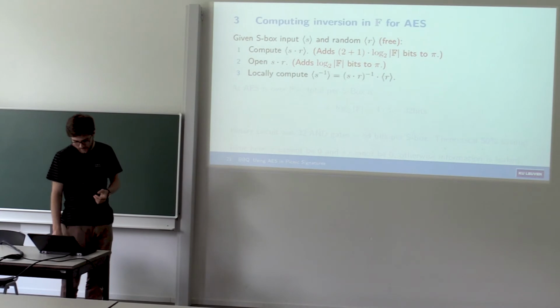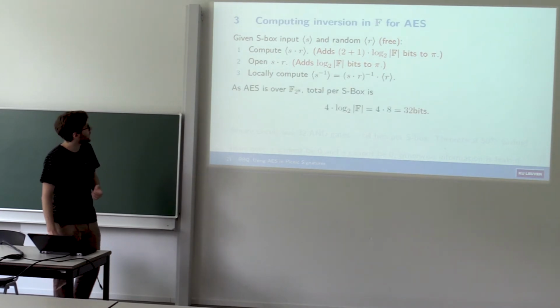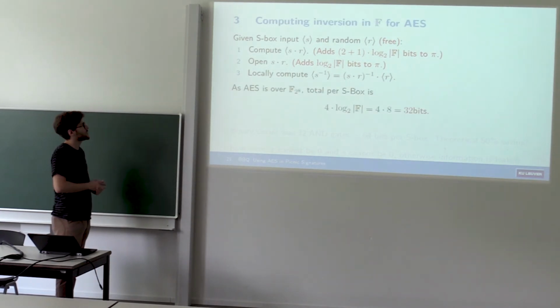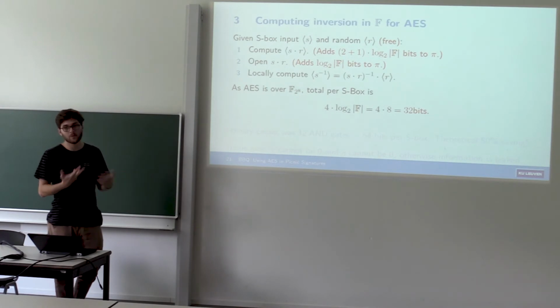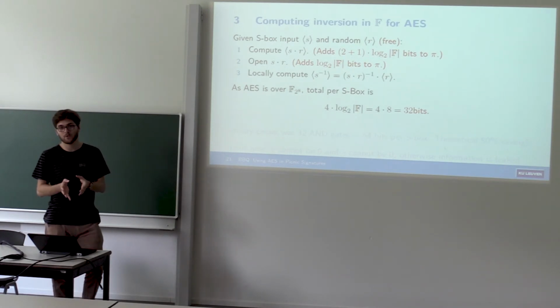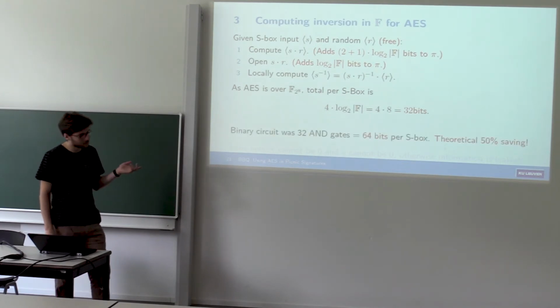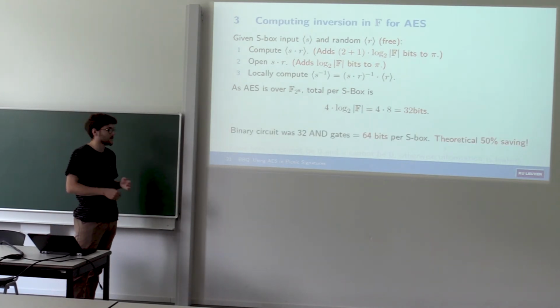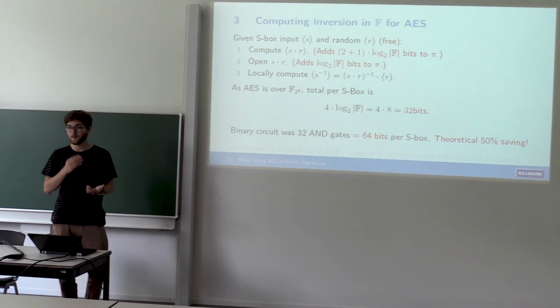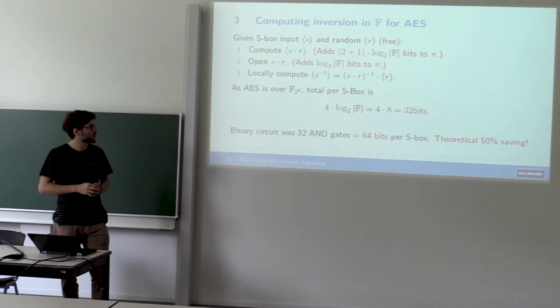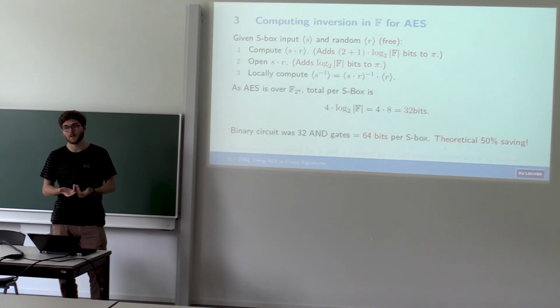And that's it. So because this inversion operation is the only thing that we need to worry about for AES, we have a total of 32 bits per execution for every S-box. The binary circuit was 32 AND gates, and because it's 2 bits per AND gate, we have 64 bits required. So we have a theoretical 50% saving over just doing AES the naive binary way.